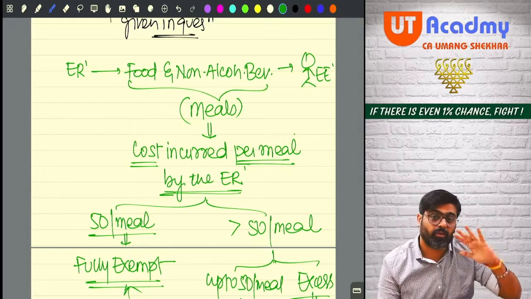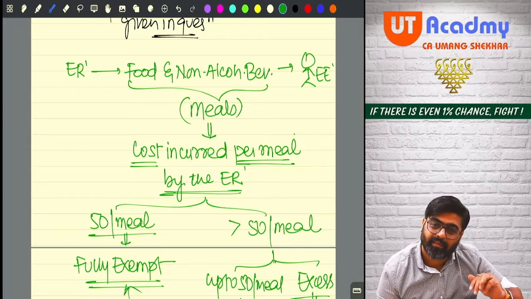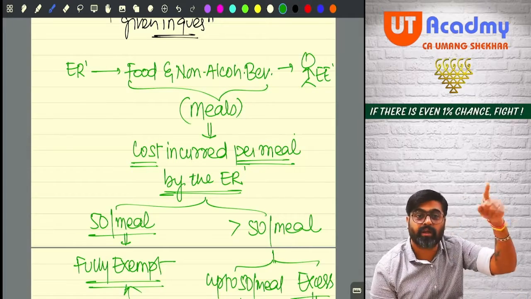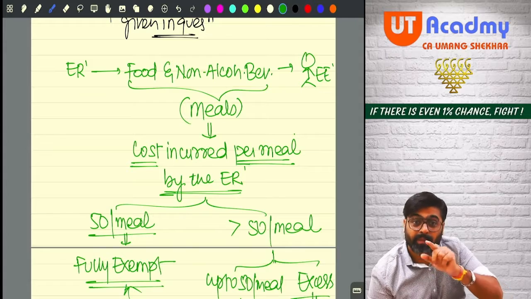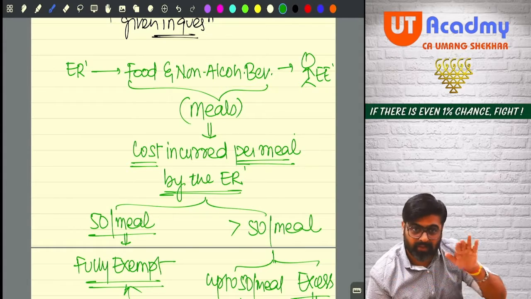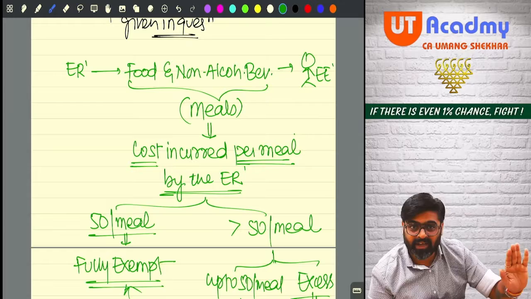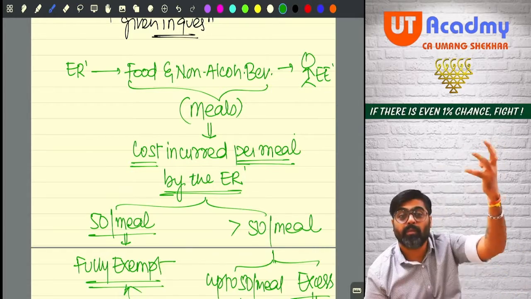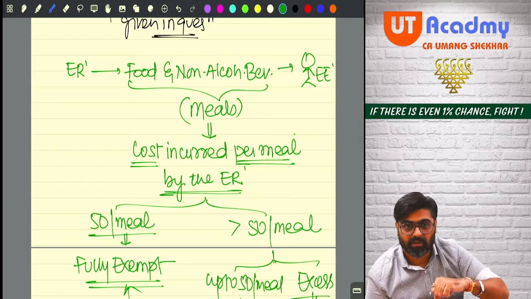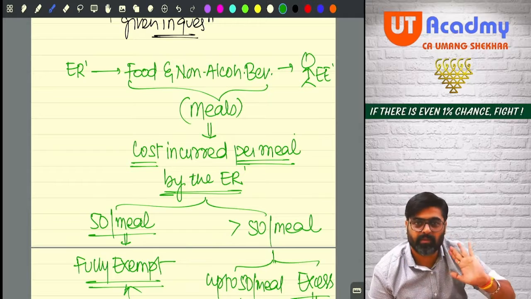But what if there is no canteen? Then the employer can order it from an outside caterer. So the meals can be provided to you inside the office, in the canteen, or ordered from outside, from any caterer, and brought. Still the treatment will be the same.